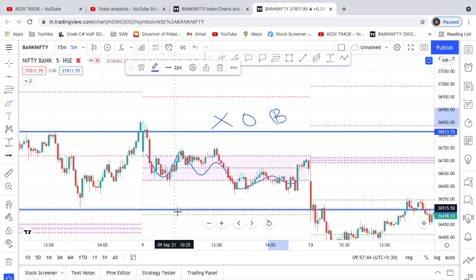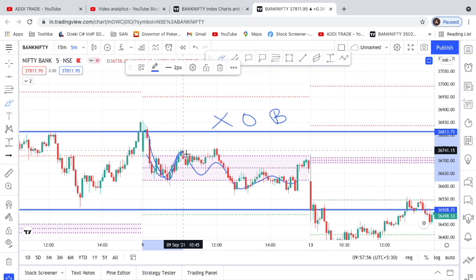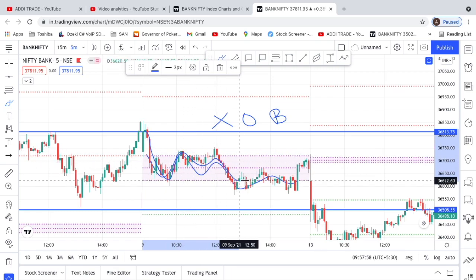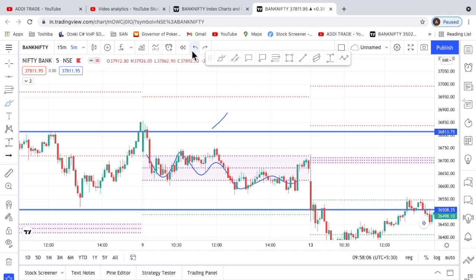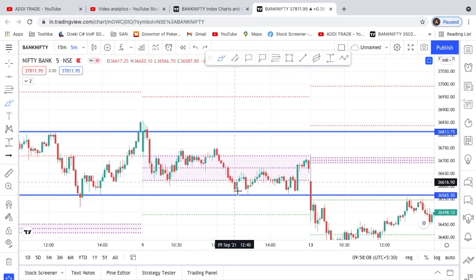So if we have a very wide CPR, see, on this day we opened here, came back to CPR, and by 10:45, 12, by 1 we are still within the CPR range. So there will be no trade for option buying. We can do some scalping, but that requires a lot more skill.